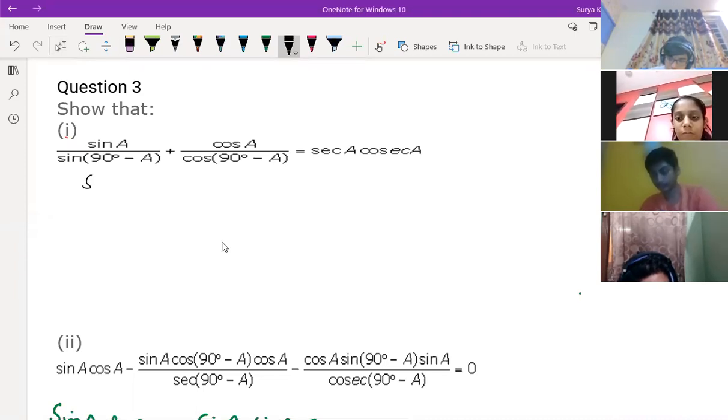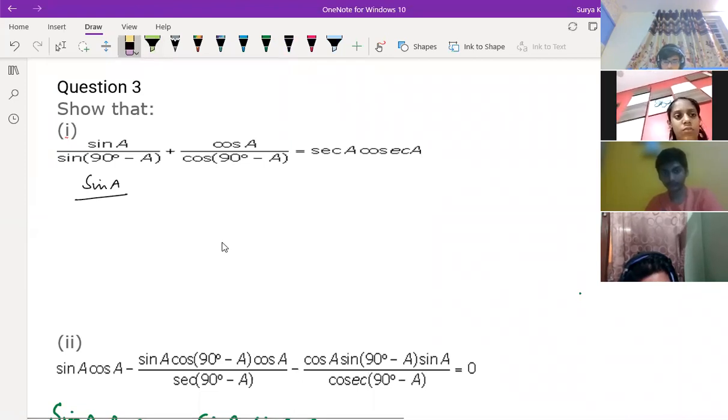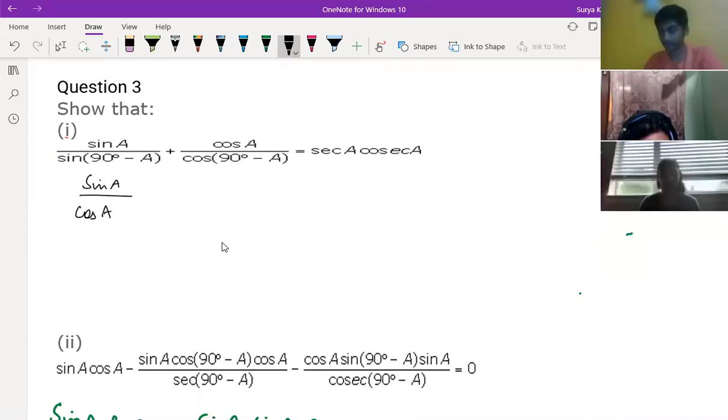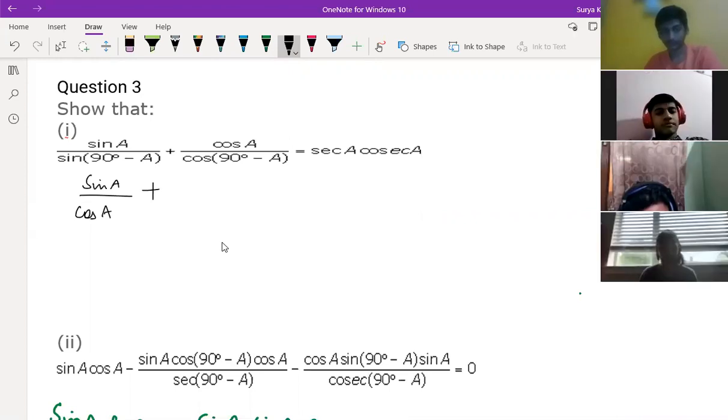See, sine A you write as it is. Sine 90 minus A is what, Chanchal? That you tell me. What is the complementary of sine theta, cos theta? You forgot, Chanchal. What happened? Complementary of sine is cos. Complementary of cos is sine.